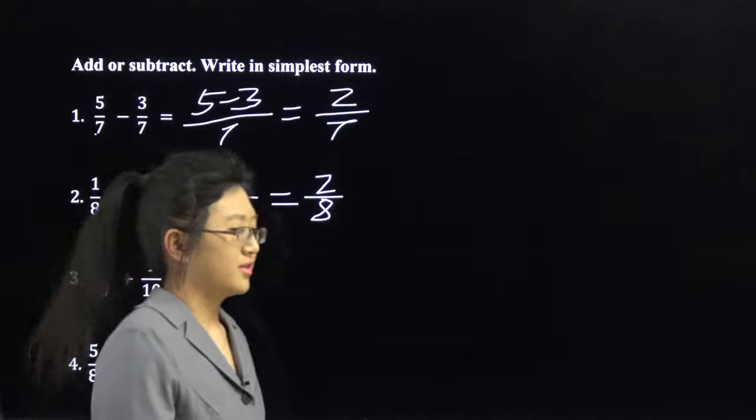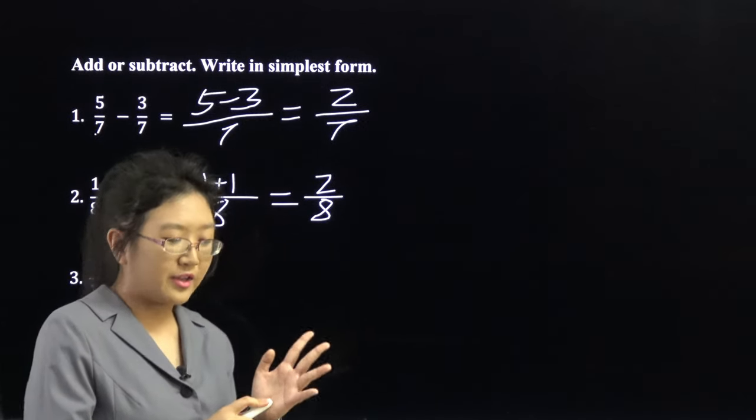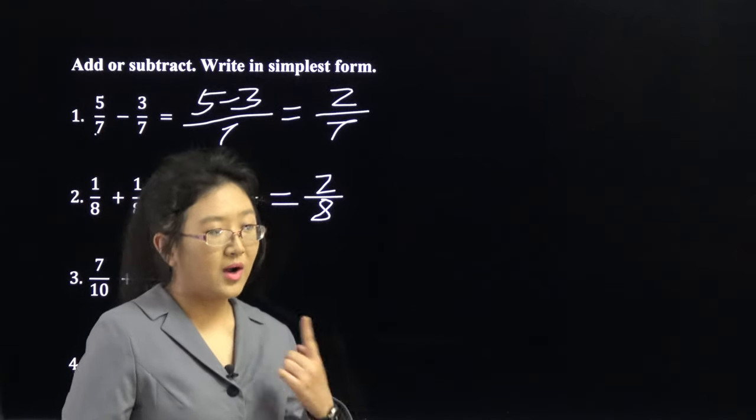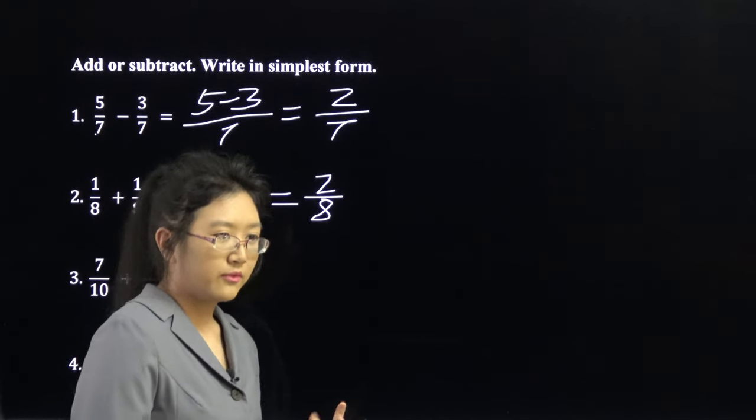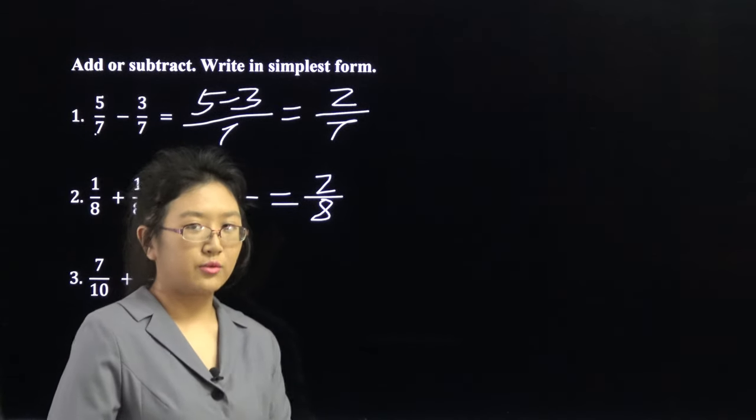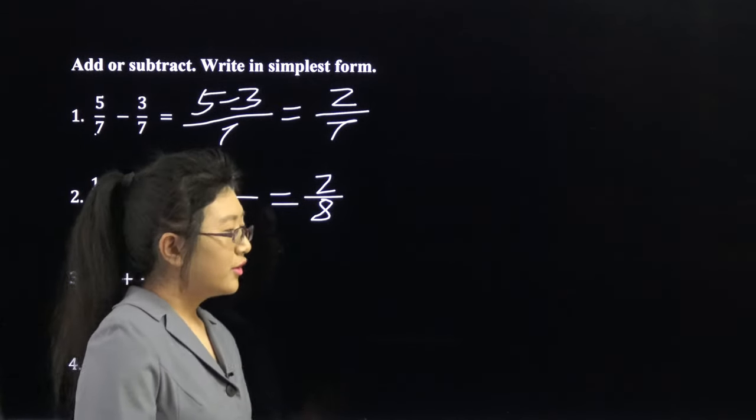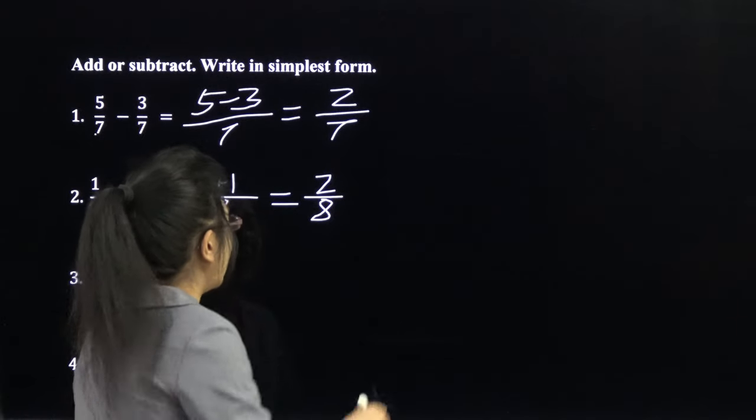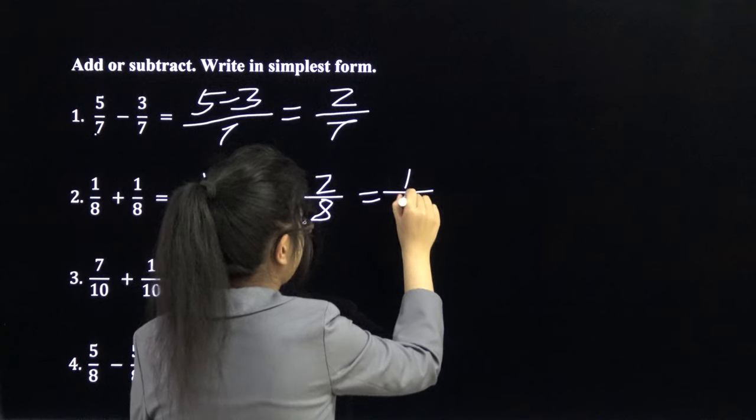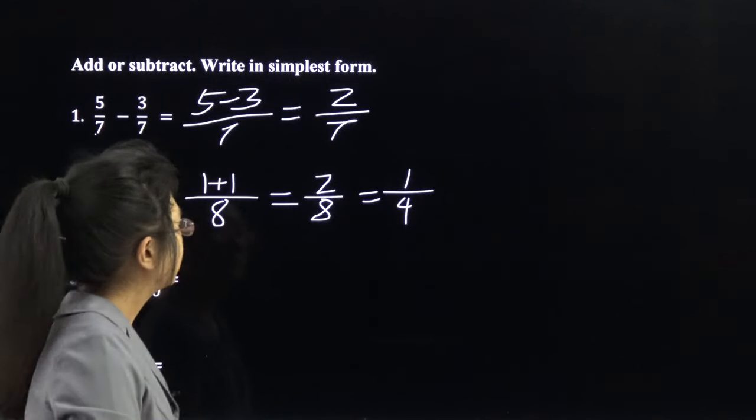And can we simplify this? The greatest common factor between 2 and 8. The factors of 8 include 1, 2, 4, and 8. The factors of 2 include 1 and 2. 2 is the greatest common factor. So we divide both the numerator and denominator by 2, and we end up with 1 over 4. Yay.